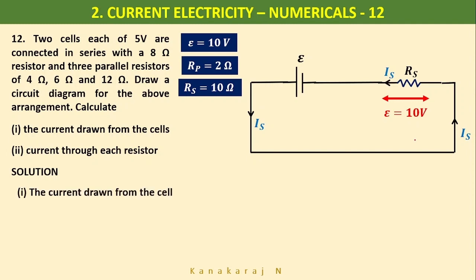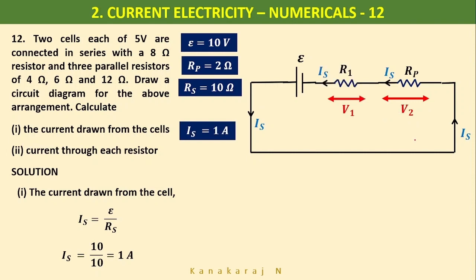The current drawn from the cell Is equals epsilon by Rs. So, Is equals, the epsilon is 10 volt whereas Rs is 10 ohms, we get 1 ampere. We write that.